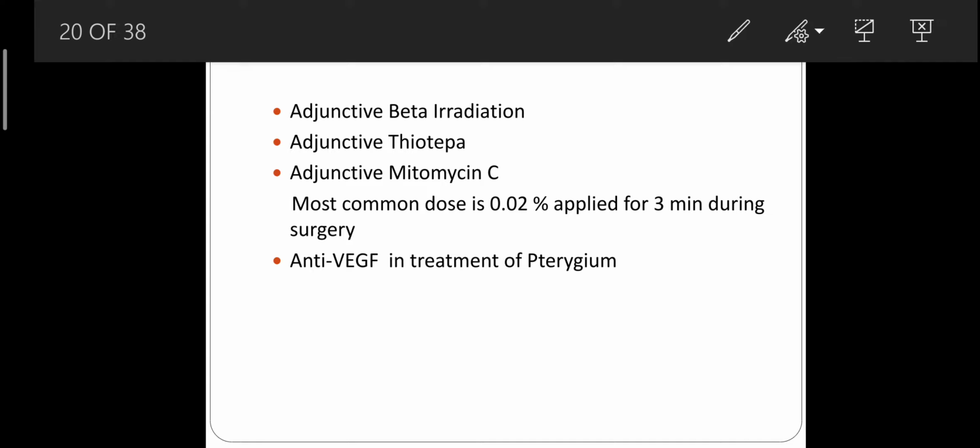And recently even anti-VEGFs, which is again a separate topic. You just remember that anti-vascular endothelial growth factors like bevacizumab and Lucentis have also been used to prevent the recurrences. All this adjuvant therapy mainly aims at reducing the recurrence. The most common adjuvant therapy which we have been using is mitomycin, and of late, even anti-VEGFs have been tried.